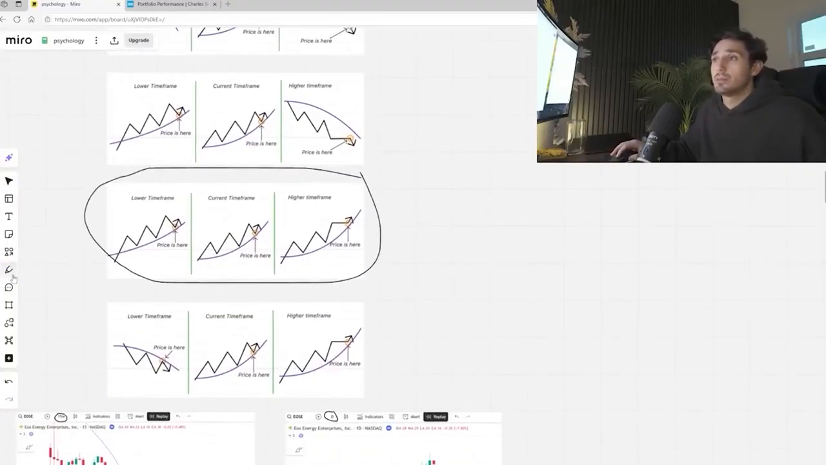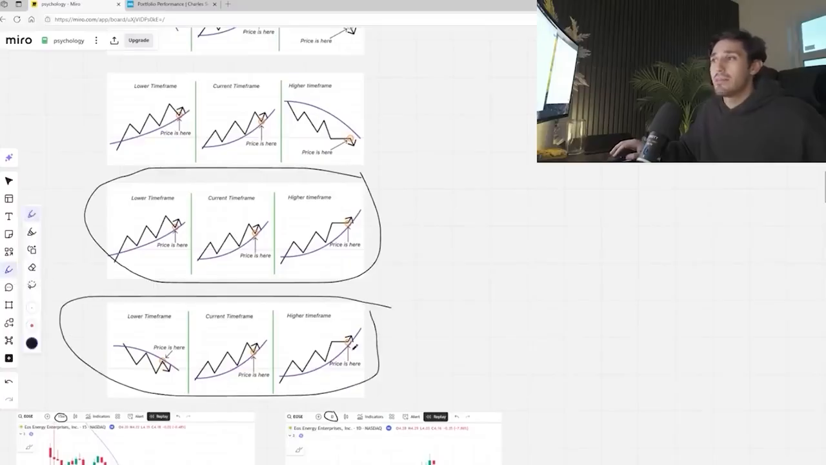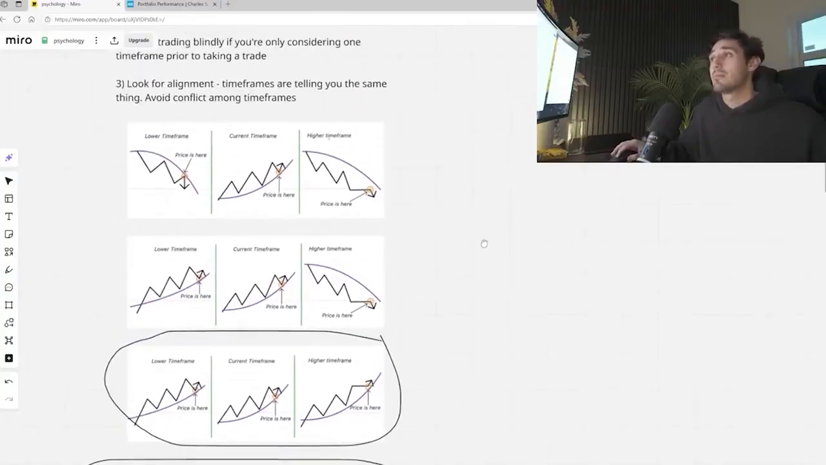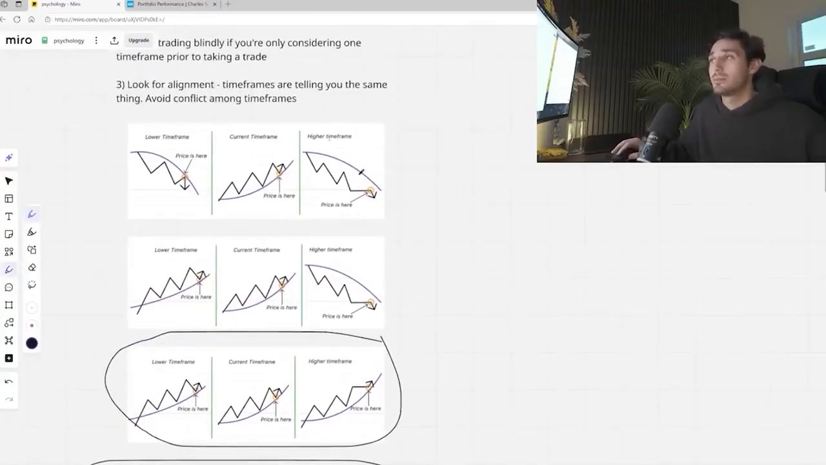And the other setups you should be taking are like this, where maybe the current time frame looks good, the higher time frame looks good, but the lower time frame isn't quite ready yet. In that case, you could be patient and wait for it to set up. And realistically, guys, unless it's like a small scalp, you should never really be taking setups when the higher time frame is in conflict with the current time frame and the lower time frame.